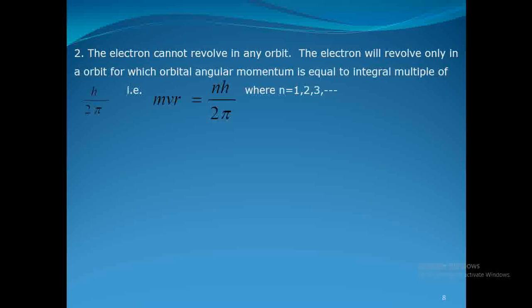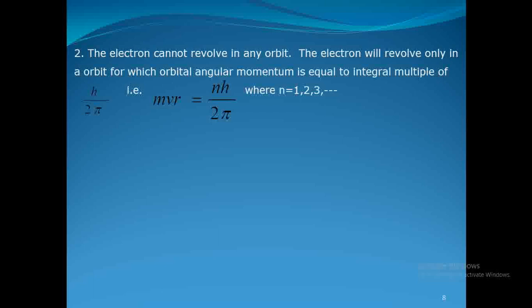That must be equal to n into h divided by 2 pi, where n is a natural number, which we call the principal quantum number. That will be dealt with later in the next concepts. For example, consider the electron in the first orbit, with some radius and velocity in that orbit; the mass of the electron is constant. Then you take n equal to 1. So the left hand side, the orbital angular momentum, must be equal to an integral multiple of h divided by 2 pi.